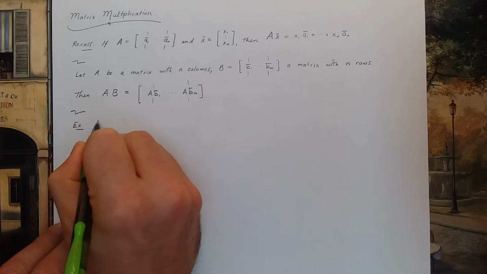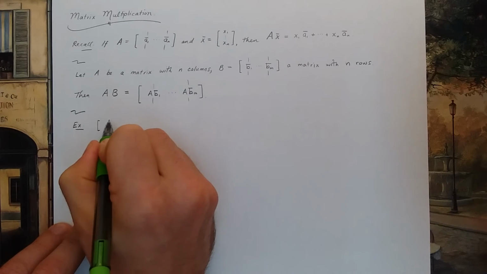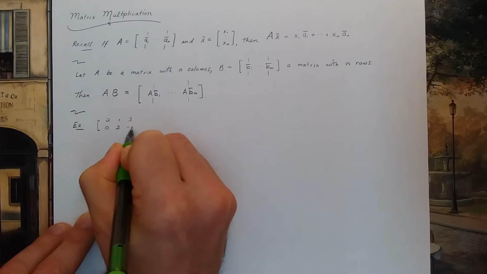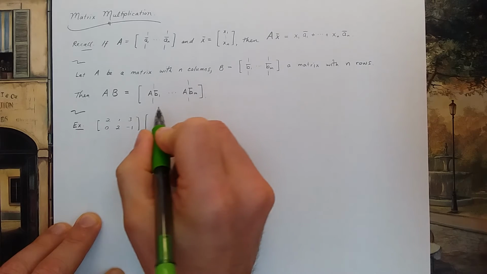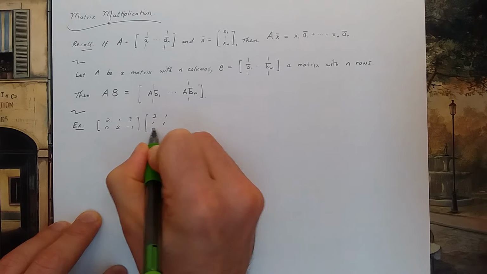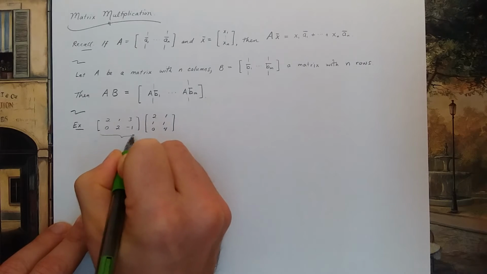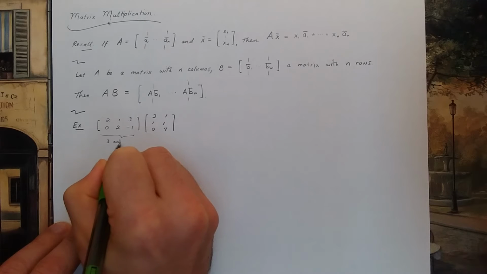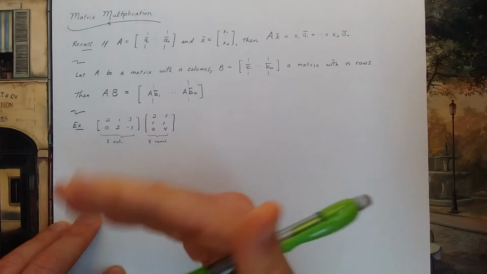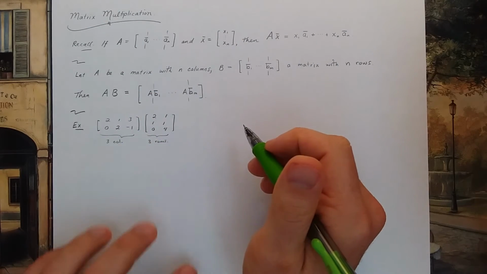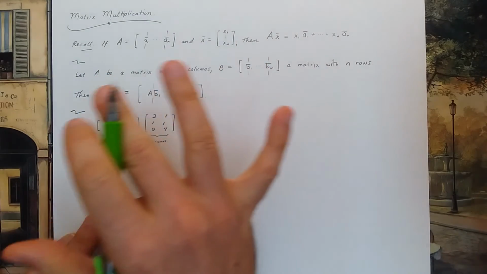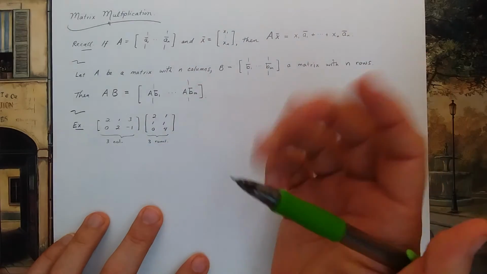What if I did the matrix 2, 1, 3, 0, 2, negative 1, times the matrix 2, 1, 1, 1, 0, 4. This matrix has 3 columns, and this matrix has 3 rows. That means I'm able to do the matrix multiplication. If the number of columns here did not match the number of rows here, you can't even do the matrix multiplication operation. It's just nonsense.